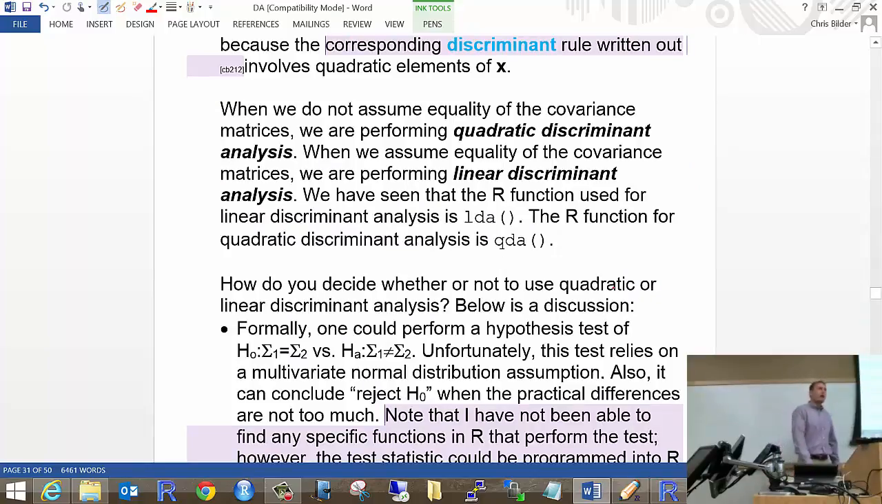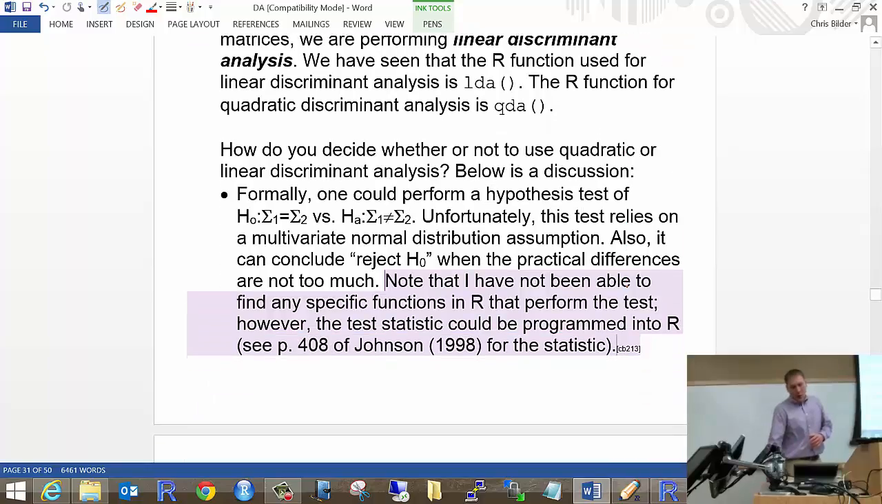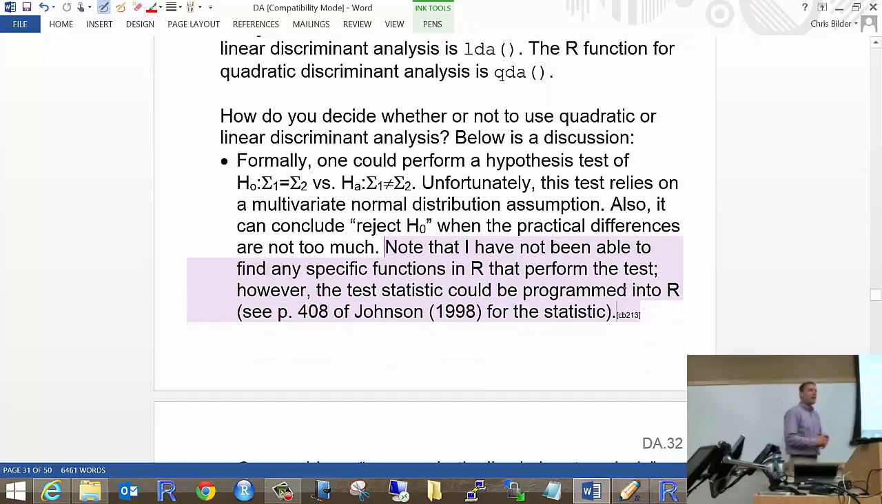So, with linear discriminant analysis, we had a function called LDA that did it. With quadratic discriminant analysis, we have a function called QDA that does it. So now you might be thinking, when is he going to get done talking? Or you might be thinking, well, how do I make the decision of, should I use equal covariance matrices or unequal covariance matrices? This is not necessarily an easy choice.